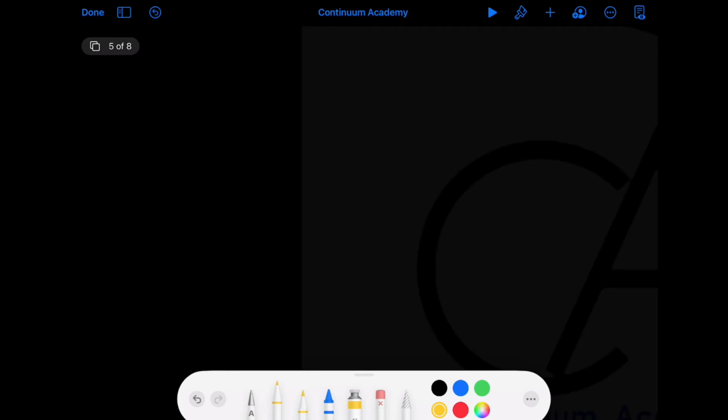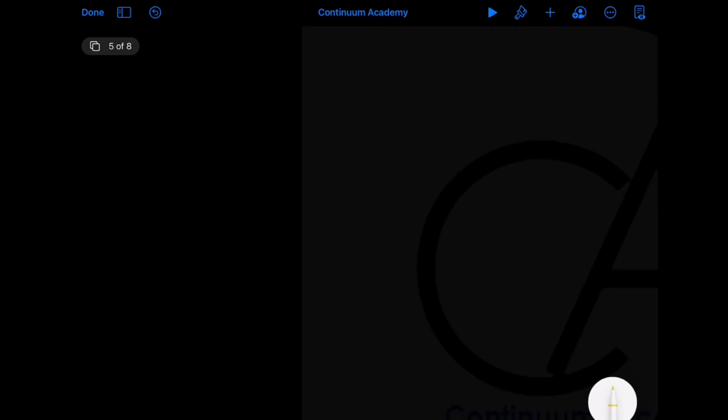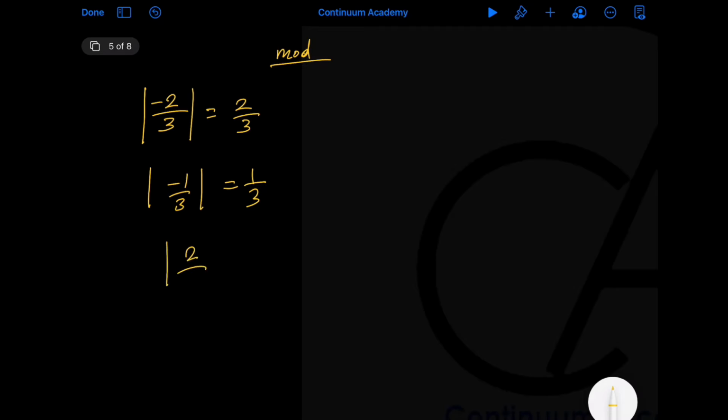Now let's check another example. Say that -2/3. I'm talking about -2/3. Now I want to find the modulus of this -2/3. Mod means MOD. So the mod of -2/3 will be 2/3. Clear? Mod of -1/3 will be 1/3. Mod of 2/3 will be 2/3.